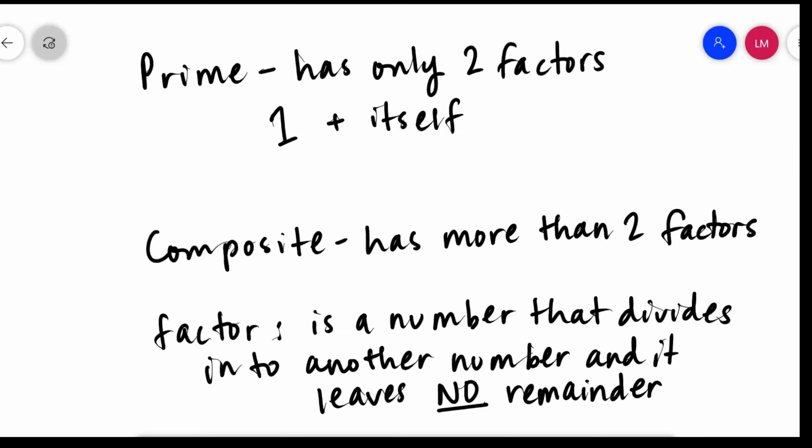Alright guys, I hope you enjoyed this video, and that's as simple as it is. Can you identify primes and composites?